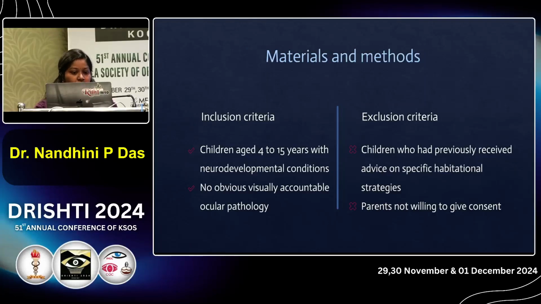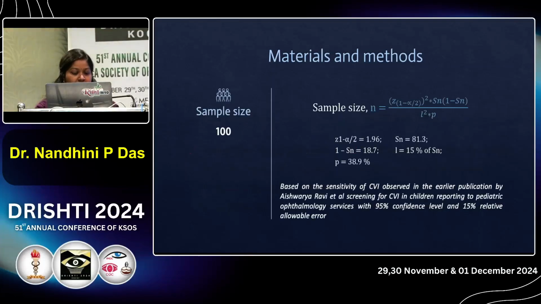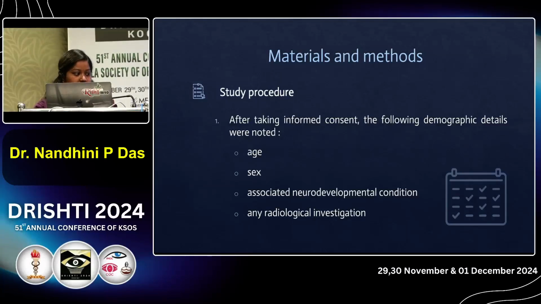The inclusion criteria were children aged from 4 to 15 years with neurodevelopmental conditions and no obvious visually accountable ocular pathology. Children who had previously received advice on specific habilitational strategies, and parents not willing to give consent, were excluded from my study. The sample size was 100. This was calculated from the sensitivity of CVI by the Aishwarya et al. study with 95% confidence.